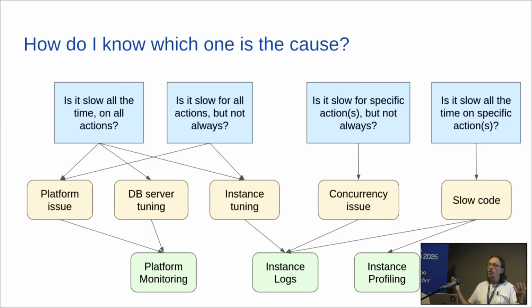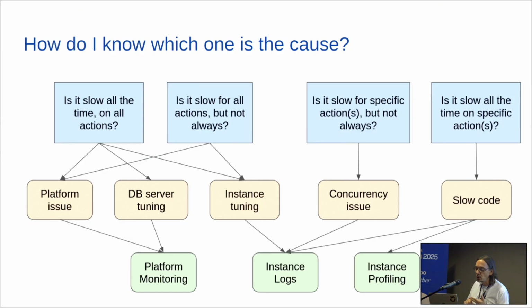A first analysis of these: how can you know what is causing your Odoo to be slow? Well, it depends on what the end users are going to tell you. I came up with 4 different kinds of messages. First, it's slow all the time, everywhere, whatever I do. This can be a platform issue or a database server tuning or an instance tuning symptom.